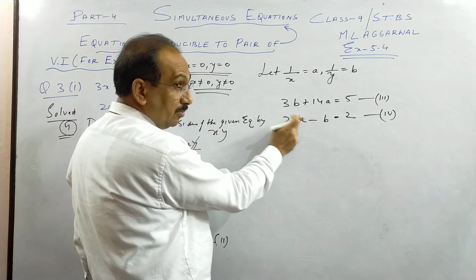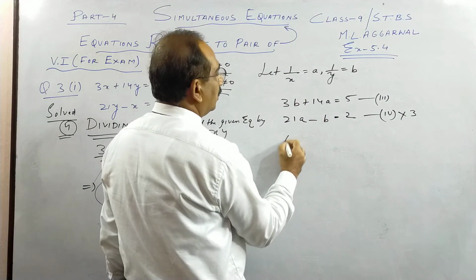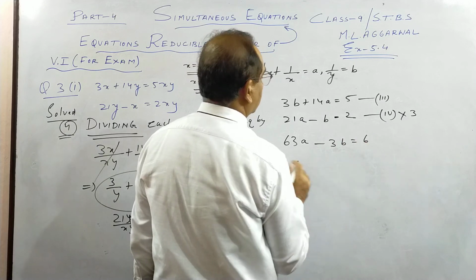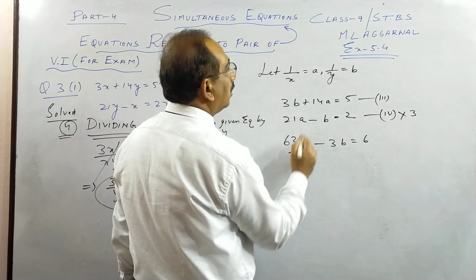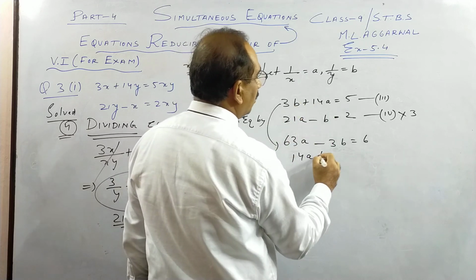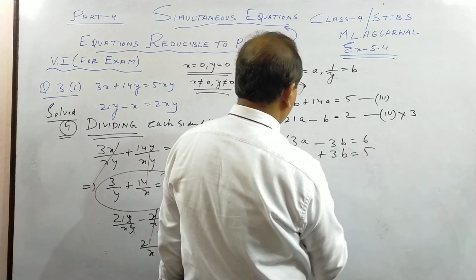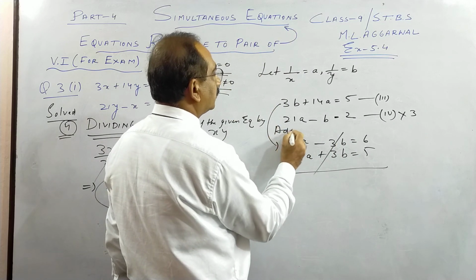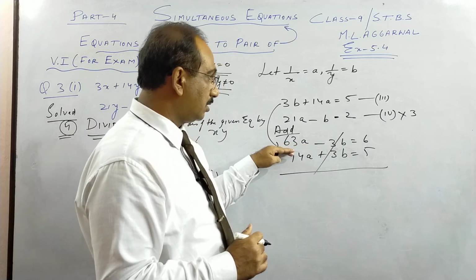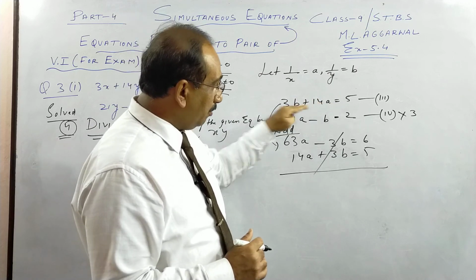I want to make b equal, see, b are in different place. So this equation I'll multiply by 3. See what happens. 63a minus 3b is equal to 6. Now I write 14a. See, I'm arranging the plus 3b. See, b, a, b. You have to be very careful about that. 5. Now what you do, you add. So once more, multiplying equation 4 by 3, I get this. And then I add equation 3 by arranging it, a, b number.